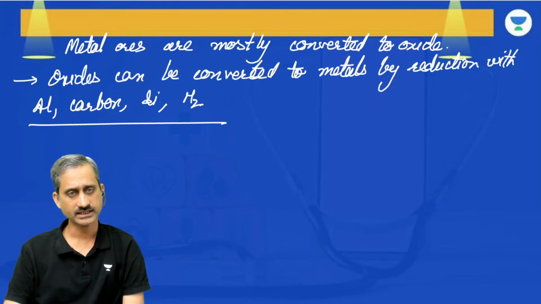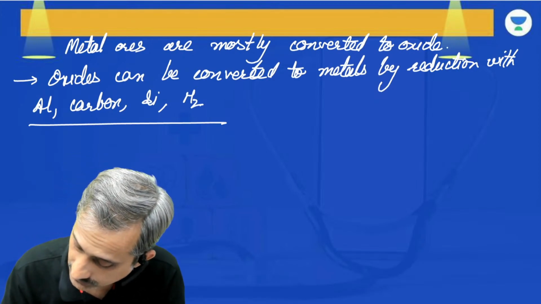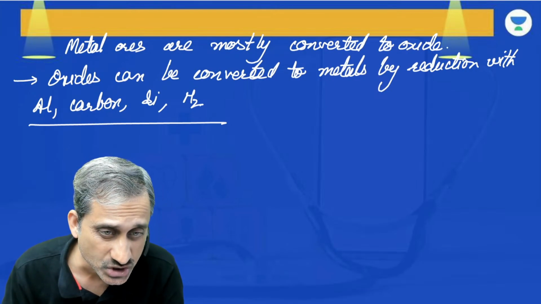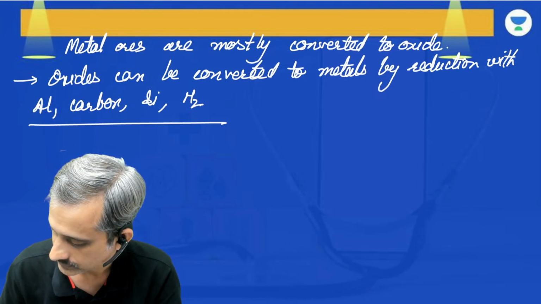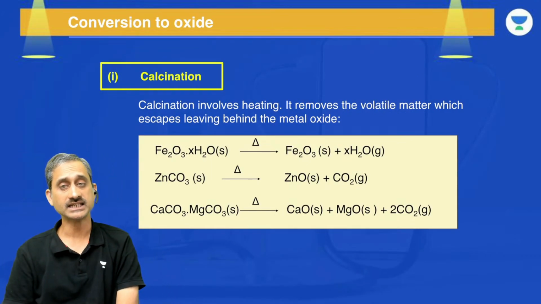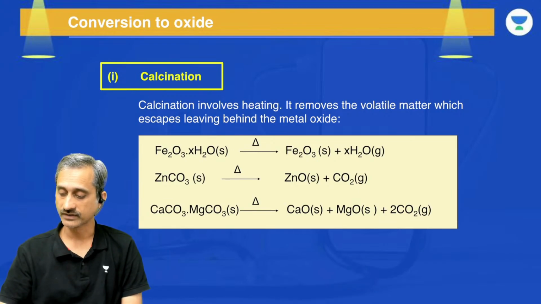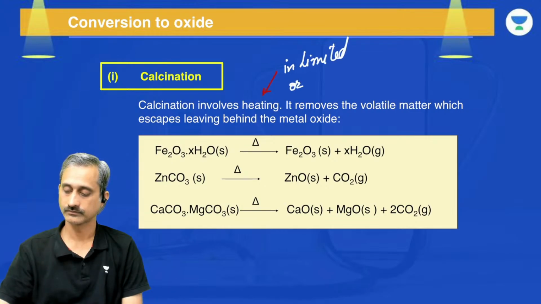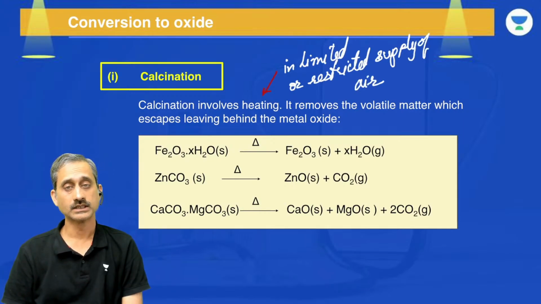Now, when we talk about the conversion to oxides, there are two methods, which are called calcination and roasting. So let's understand calcination and roasting. Calcination involves heating in a limited or restricted supply of air.